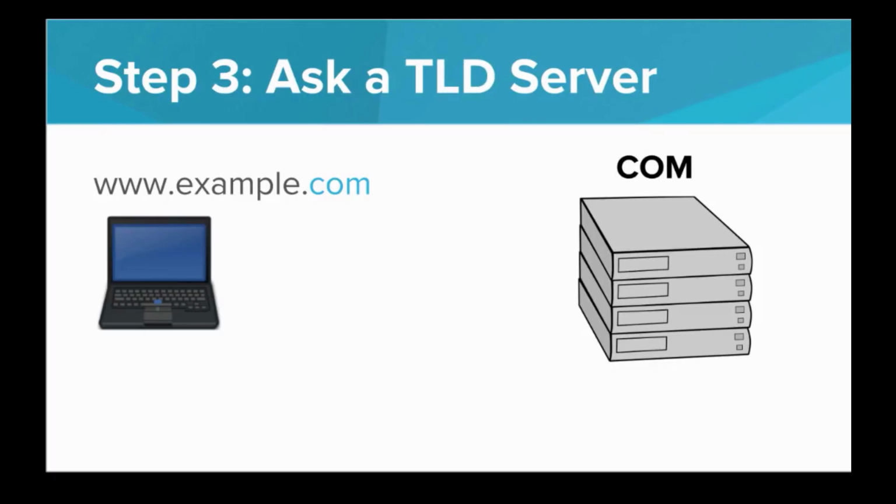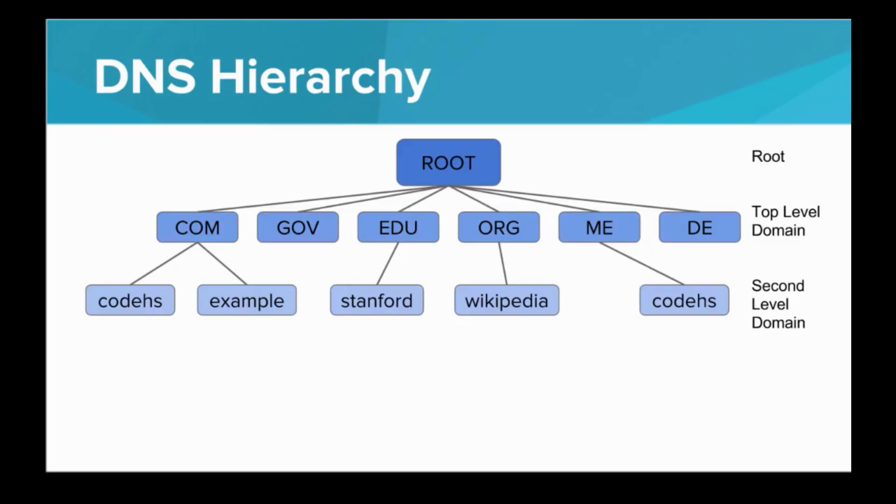So now that we're at the com level, we can go one layer deeper to the second level domain. The com top-level domain server only stores information about the com section of the internet. It knows where to find codehs.com, it knows where to find example.com, it knows where to find google.com. All the locations of the .com domains are stored in the com top-level domain server. It doesn't worry about gov, it doesn't worry about edu, it doesn't worry about org. We split this up so that we have less searching to do.